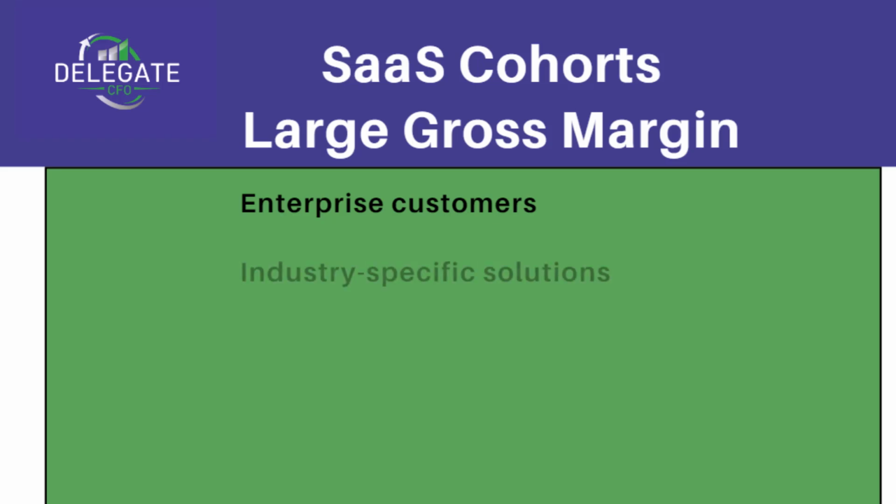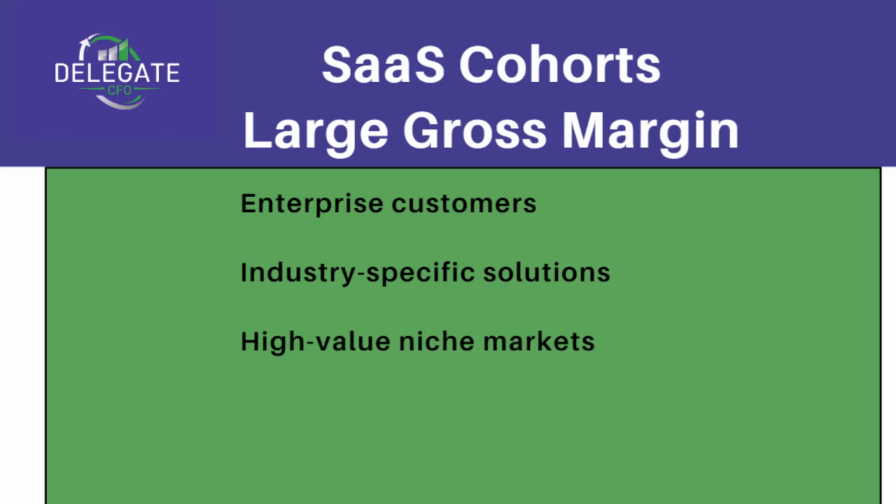A second example, industry-specific solutions. Obviously, if you're targeting a specific industry or verticals, you can command a higher price and enjoy lower customer acquisition costs due to the specialized nature. Three, high-value niche markets. Obviously, if you're catering to, say, healthcare or finance, you can charge a premium price and have lower churn rates again on those. Four, long-term contracts. Again, if you have a long-term contract, you can enjoy a higher gross margin, as those contracts will provide a predictable revenue stream and lower customer acquisition costs over time.